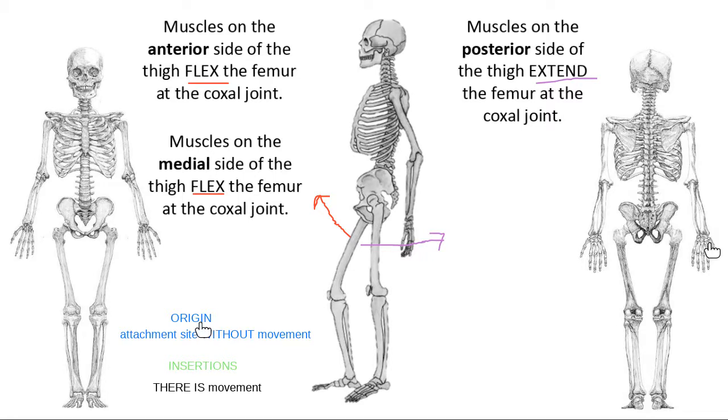Here's an idea that we haven't explicitly said, but I think it will help you to understand. This would be a good note to write down. When we look at muscles on limbs, so something on the arm or the leg, the distal attachment site, the one that's farther away, is going to be the insertion. That's going to be the part that moves.